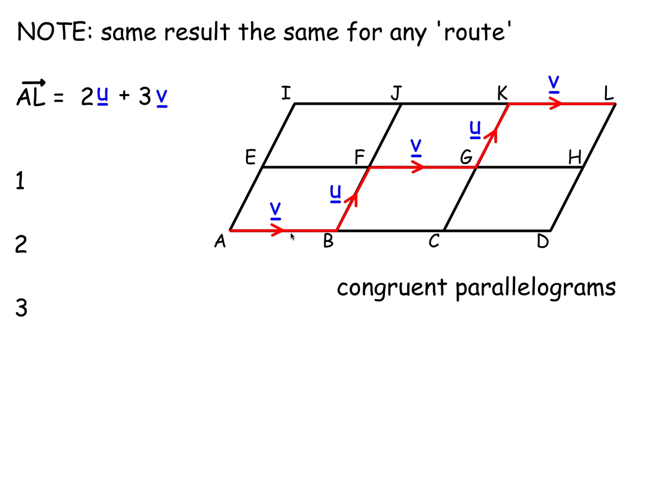Here's another route, V followed by U followed by V followed by U followed by V. Result, there are 2 U's and there are 3 V's. Doesn't matter what route you take, doesn't matter if you double back. Whatever route you go will always end up with the same answer, 2U plus 3V, which equally could be written 3V plus 2U. So that's one kind of question.